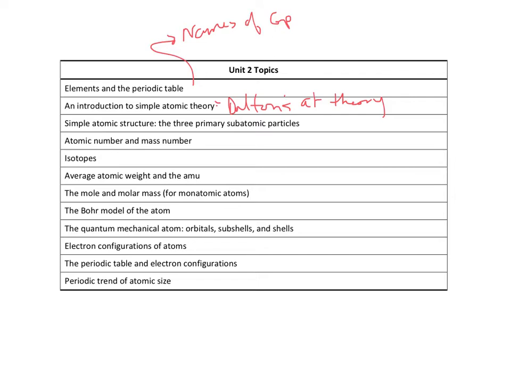The next one, the three subatomic particles. You might see questions about protons, neutrons, and electrons. On that unit exam, I asked you questions about those, so be sure you know that again. The atomic number, of course, is the number of protons, and the symbol actually is Z for the atomic number.